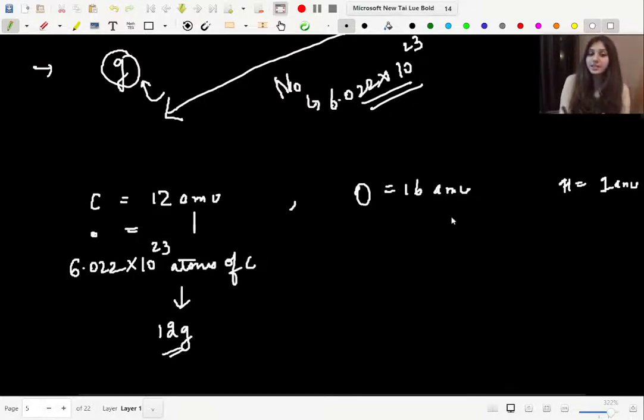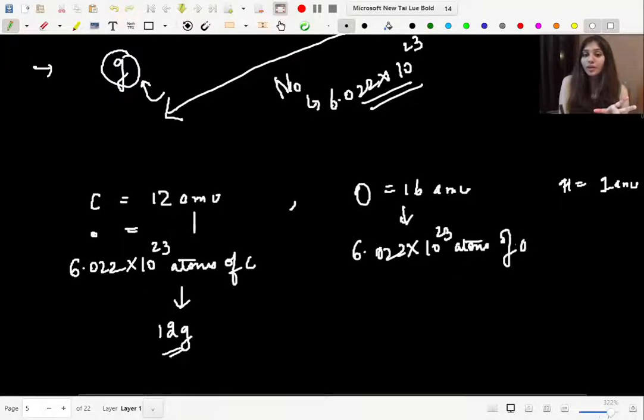Similarly, for oxygen, one atom of oxygen is going to weigh 16 AMU. But since I'm not able to see a single atom, I want a measurable quantity. So if I take not one, not two, but 6.022 × 10^23 atoms of oxygen, that is going to weigh 16 grams.